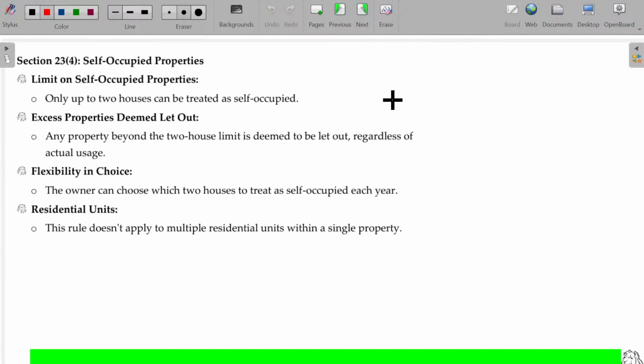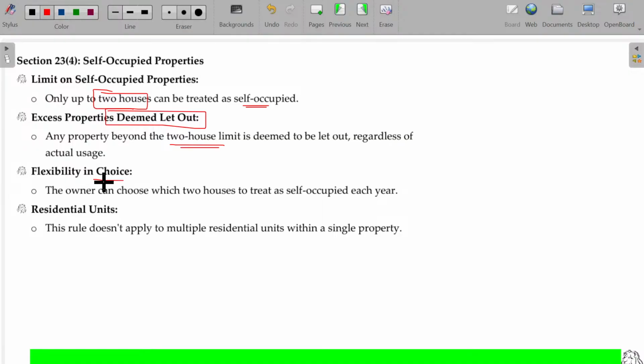Now, how many house properties can you possess? Maximum 2 house properties can be used for self-occupancy purpose. If it is more than 2 house properties, then the house properties beyond the 2 house properties will be considered as deemed to be let out.